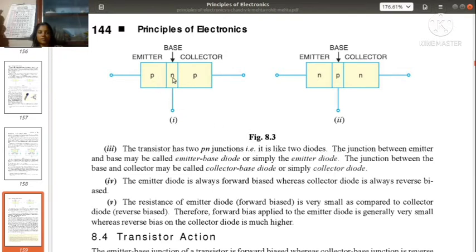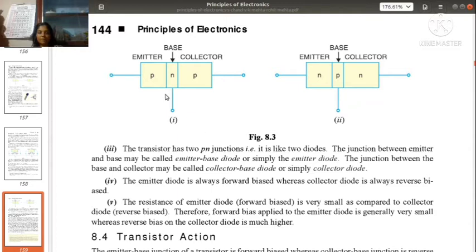It's quite obvious that there are two PN junctions when a transistor is formed: here a PN junction, and here also one PN junction, and another PN junction here.